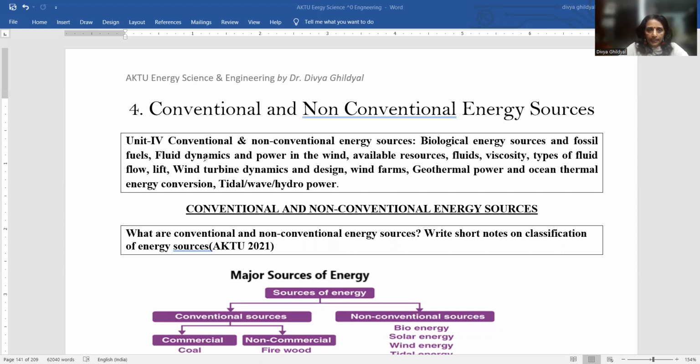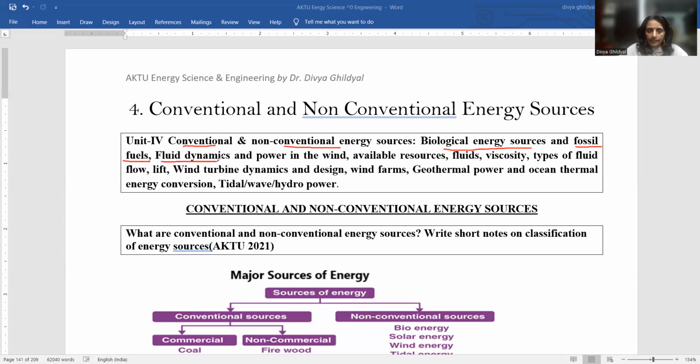So let us begin. Conventional and non-conventional energy sources. That means the commercial ones, like coal, etc. The non-commercial ones like firewood, etc., solar, wind energy, tidal energy, etc. Biological energy sources, obtained through nature or biology. Fossil fuels, that means which we get through dead or organic decay matter.